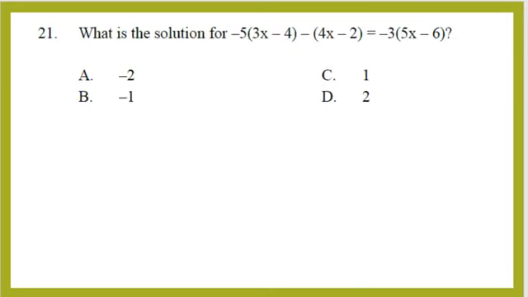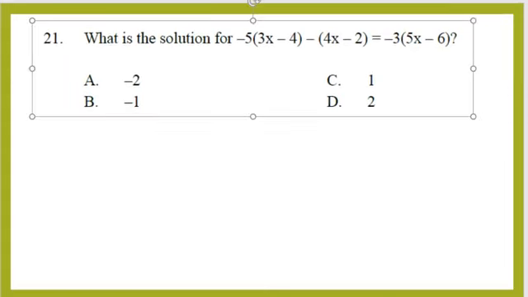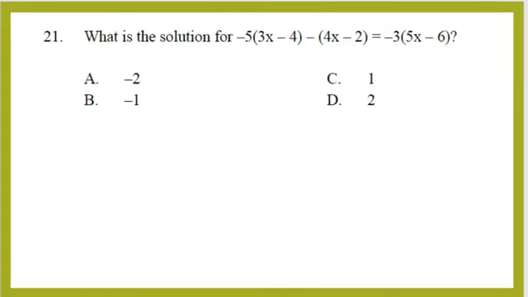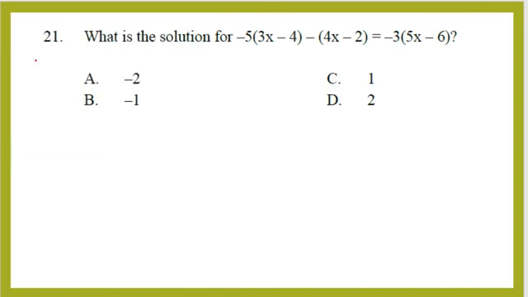Question number 21, as you see here, it is a linear equation. It is a linear equation with one variable. So first of all, to solve this linear equation, we have to remove the bracket. We have to distribute the numbers in front of the bracket.